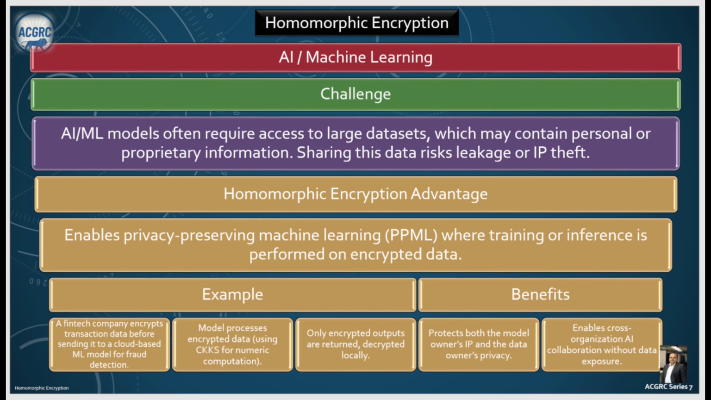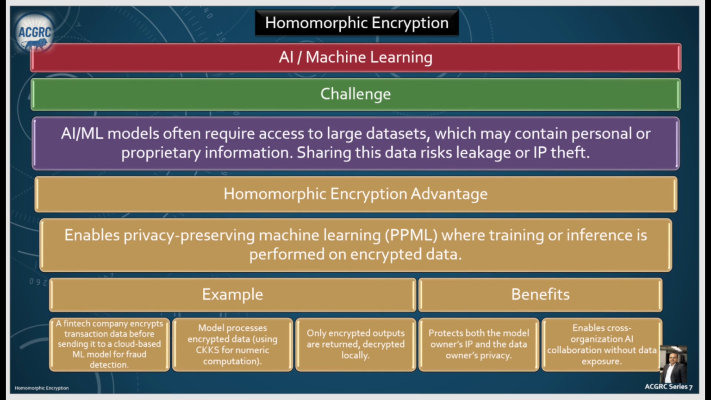Let's now look at AI and machine learning challenges. The AI/ML models often require access to large data sets which may contain personal or proprietary information. Sharing this data risks leakage or IP theft. But with homomorphic encryption, it enables privacy preserving machine learning, where training or inference is performed on encrypted data.